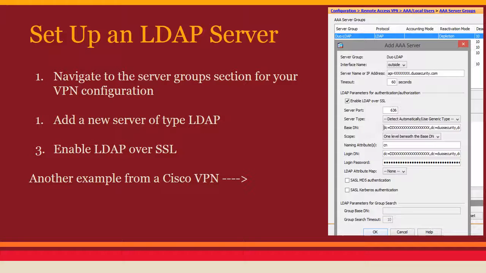Then the next step is to set up an LDAP server. In that, you navigate to the server group section for your VPN configuration and add a new server of the type LDAP and enable that over SSL, which is a secure connection. And you can see here another example of a Cisco VPN.